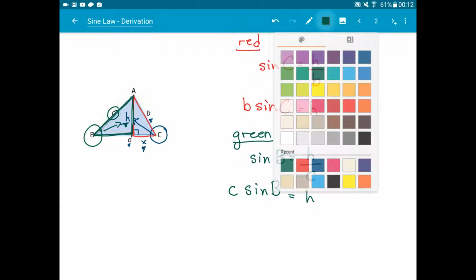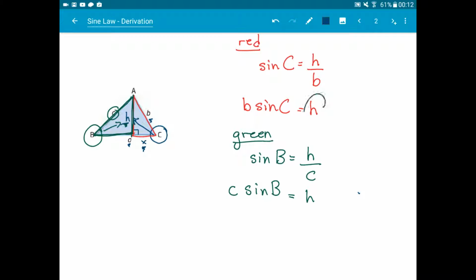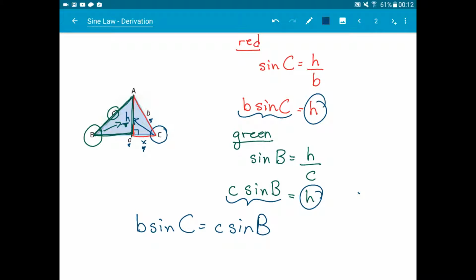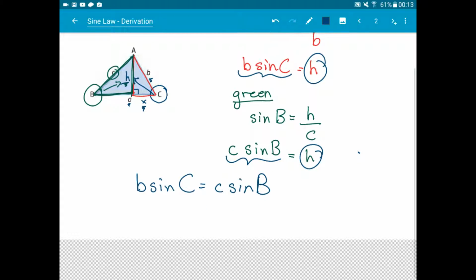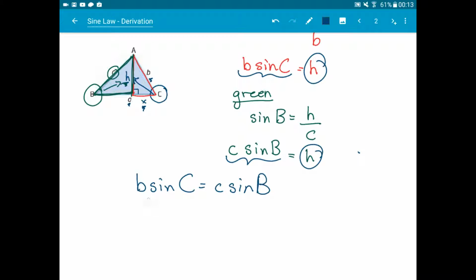Well, now I have two equations for H. So if H is equal to B sine C, then it's also equal to C sine B. So B sine C then must be equal to C sine B. Okay, now I'm just going to clean this up a little bit. I'm going to divide both sides by B and divide both sides by C. And when I do that, I'll end up with sine C over C is equal to sine B over B.